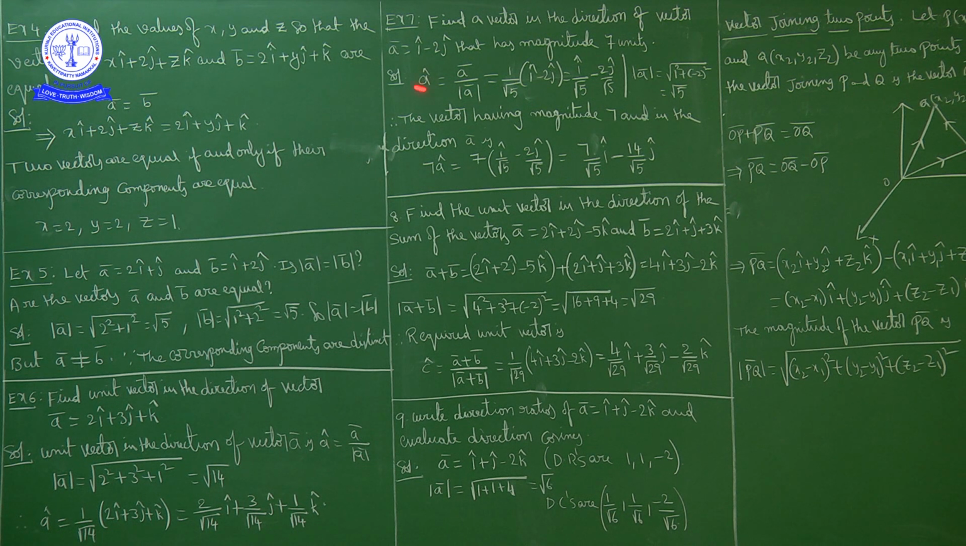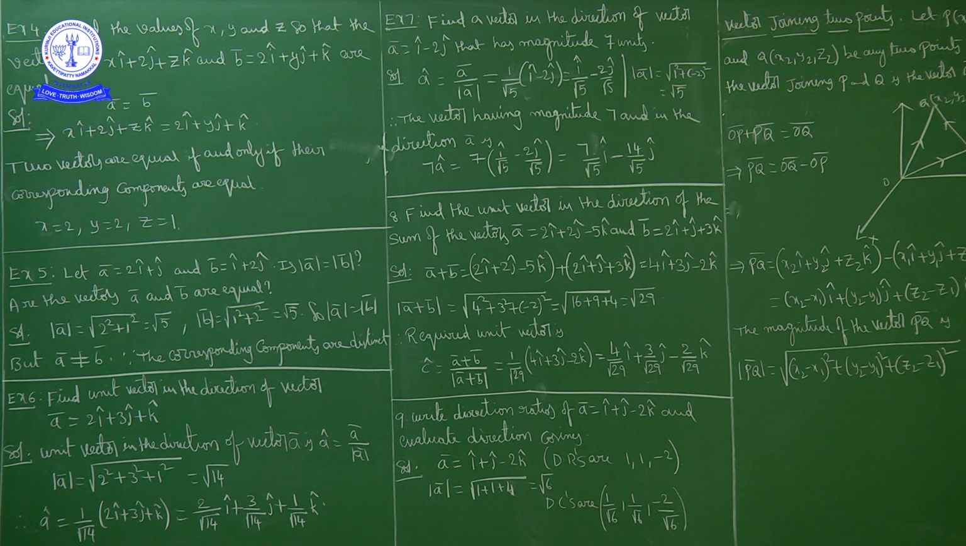So the unit vector is a bar divided by the magnitude of a bar, that is 1 by root 5 into i cap minus 2j cap, which is 1 by root 5 i cap minus 2 by root 5 j cap. This is the unit vector in the direction of a bar. The unit vector in the direction of a bar is the vector divided by its magnitude. So a cap is equal to 1 by root 5 i cap minus 2 by root 5 j cap.